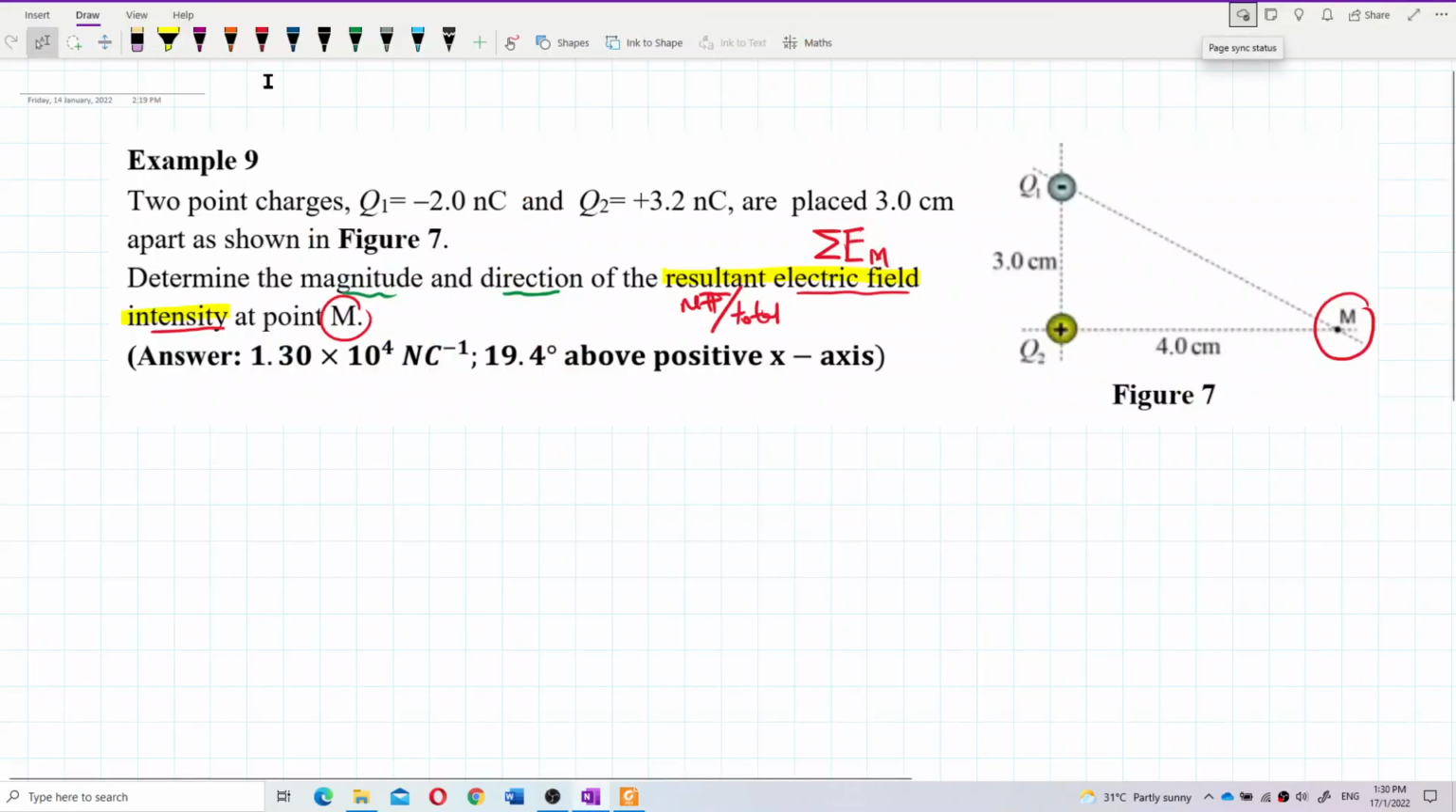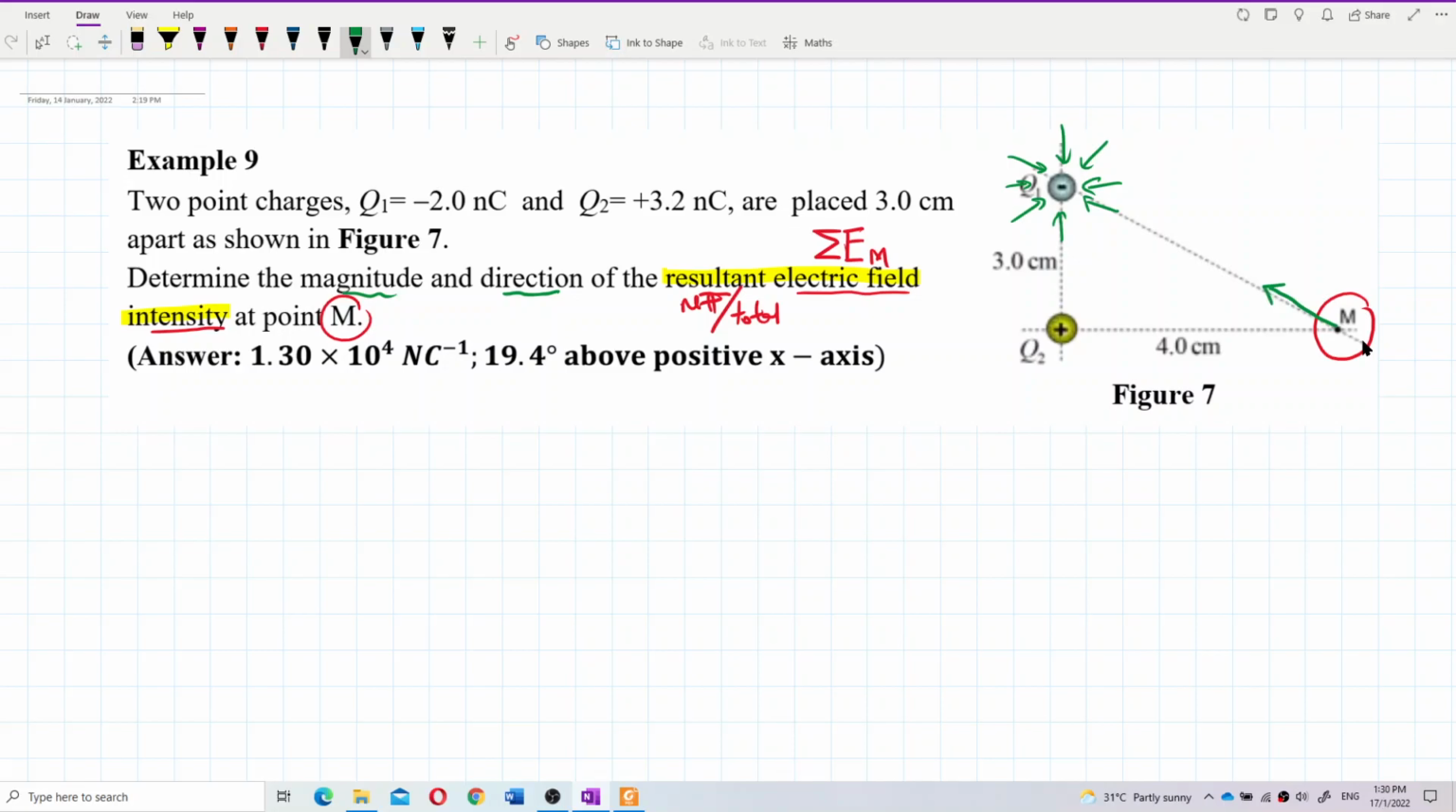Okay, so let's draw first. First of all, Q1 is the negative charge, so the electric field should go towards it. So at point M, the electric field should go towards Q1. We can label this as E1.